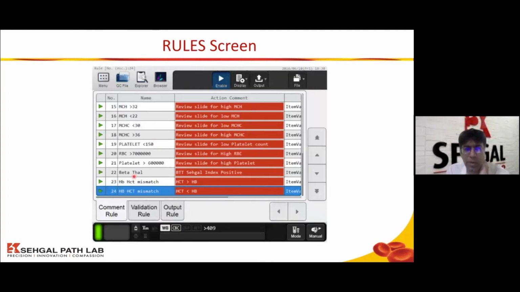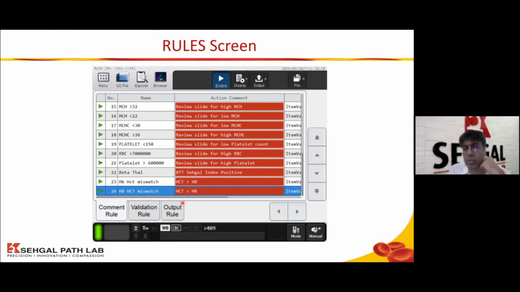So this is an example of the beta THAL flag. We have put in actually the formula. So it's again a sort of an AI system where we can use different formulas. Similarly, I've added something for hematocrit hemoglobin mismatch. As I said earlier, in severe dehydration, dengue patients, or a false alarm or agglutination, these kind of flags get highlighted, and this is very useful for us in a lab.